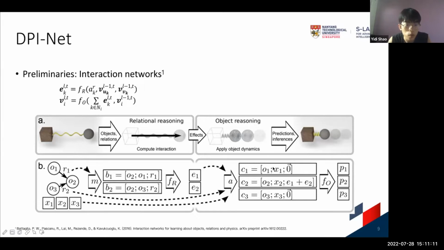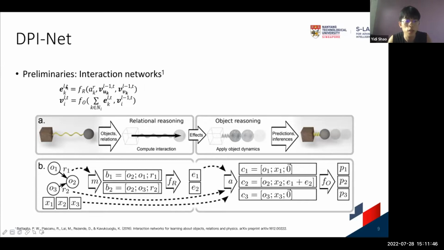as is shown here. So X1, 2, 3 here denote the outer forces, such as gravity. So finally, the output model FO predicts how the interactions and dynamics influence the objects and gets the new states of the particles, such as the position. So we can summarize this process by two equations here. So first is to compute the effect of the interaction between two particles. And we have the edge embeddings EK here.